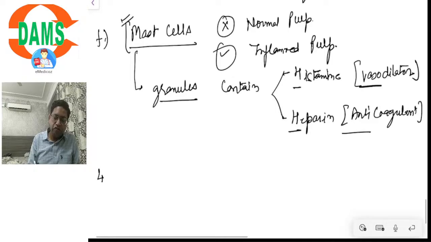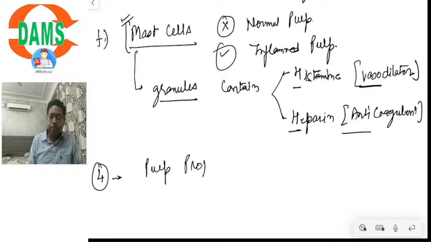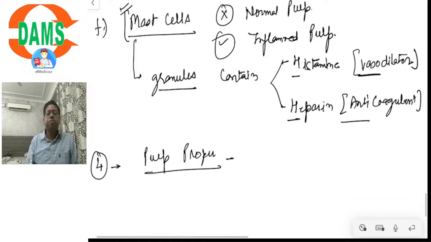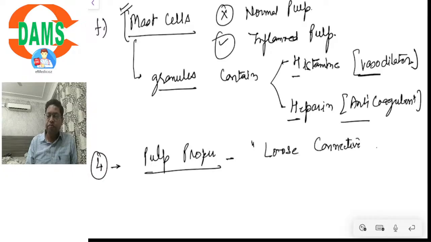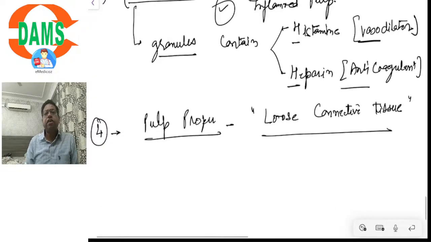Now, the innermost zone of the dental pulp is the pulp proper. This is the innermost zone of dental pulp. As the name indicates, pulp proper, it is basically histologically a loose connective tissue. So, what type of tissue is dental pulp? The answer would be it is a loose connective tissue.